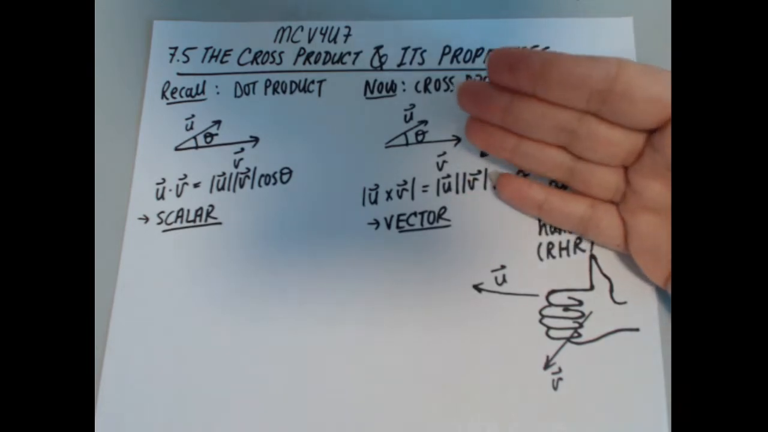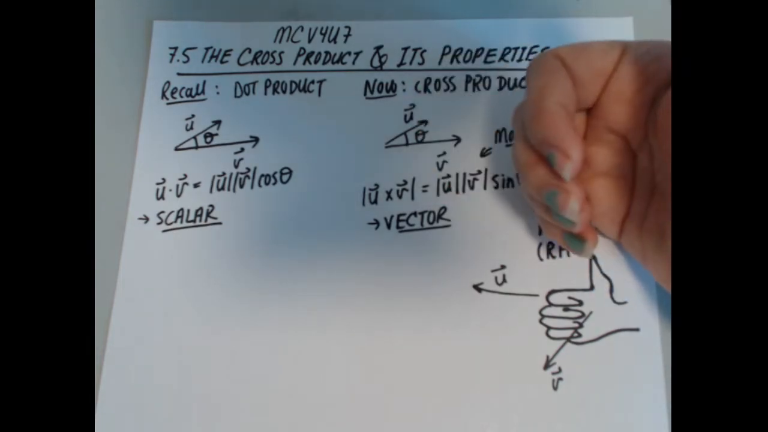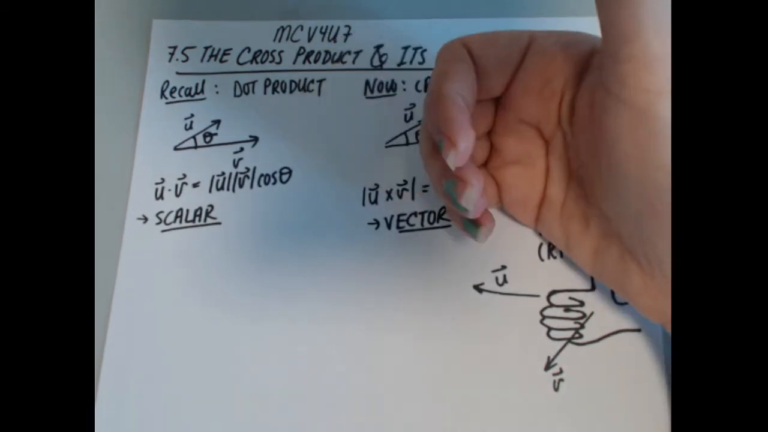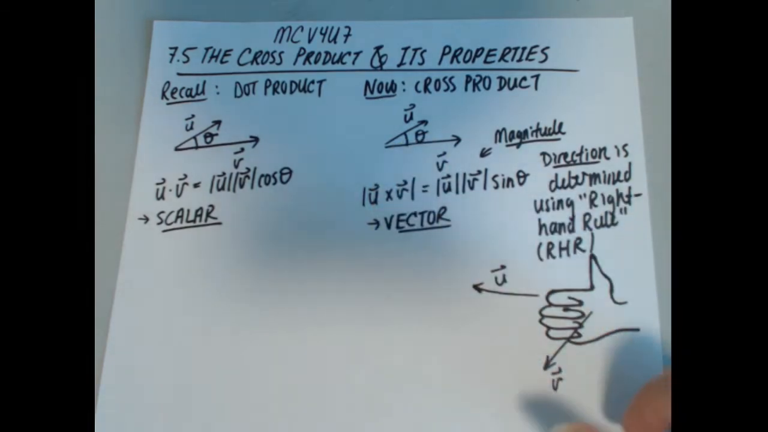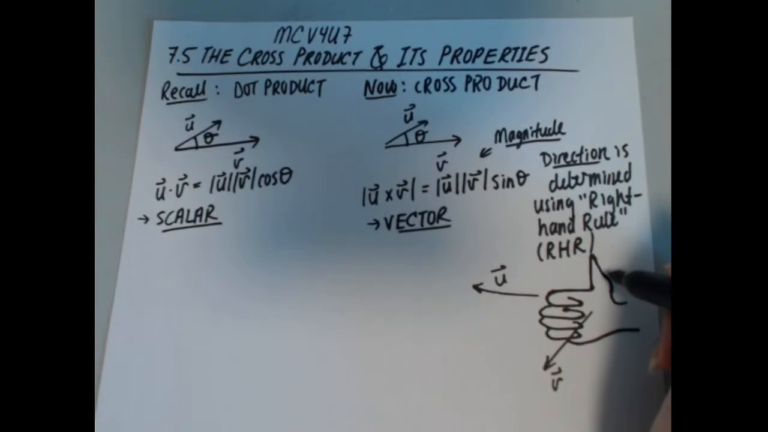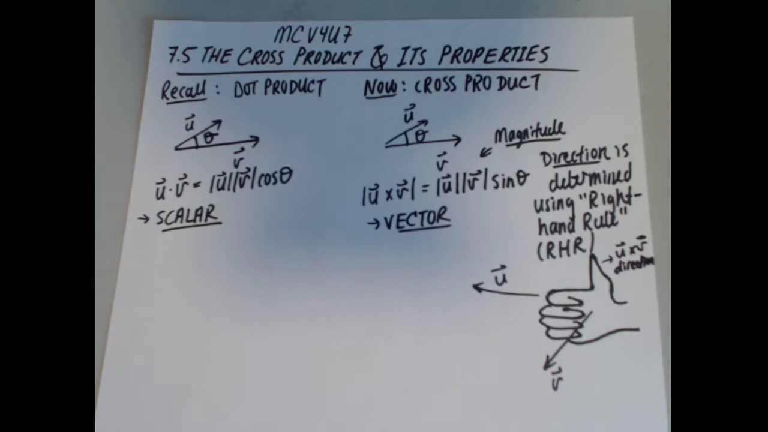I can't curl my fingers naturally backward. They have to naturally curl toward v. And in order for my right hand to naturally curl toward v, my thumb, notice, is now pointing up. It's pointing perpendicular to both u and v. And so the direction of your right thumb tells you the direction of u cross v. Now just think about that for a second. If u cross v has your thumb pointing up, well, what about v cross u?